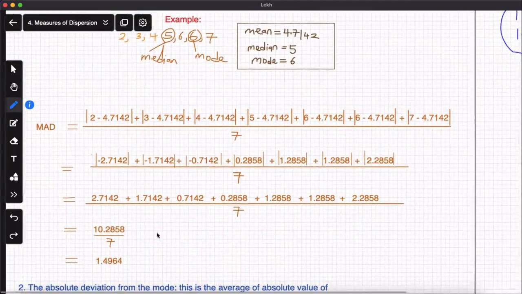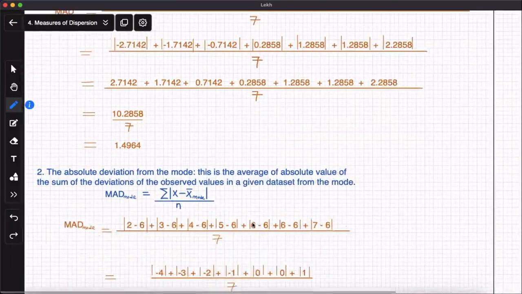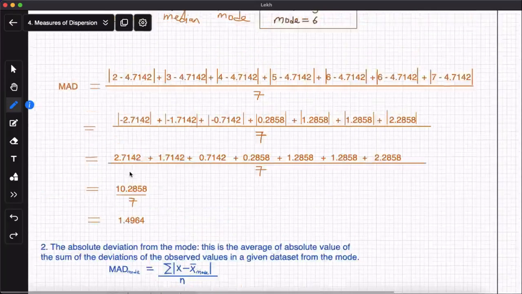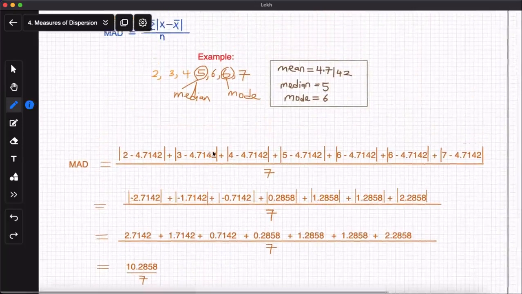All right, so when we have done that, we are going to have 10.2858 divided by 7, and that eventually gives us 1.4964. All right, so going on, we have our mean absolute deviation to be 1.4964.